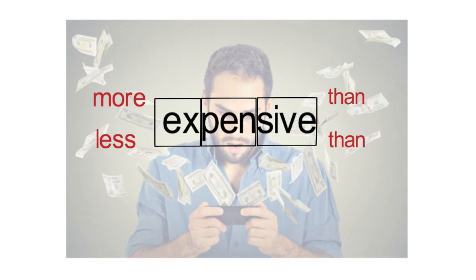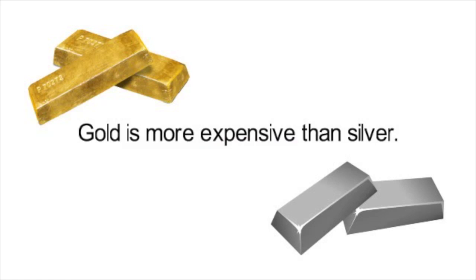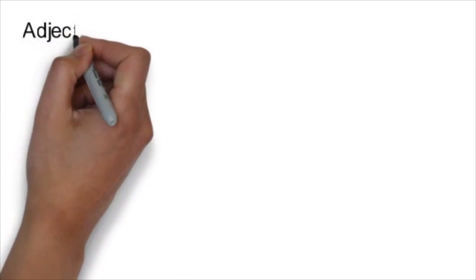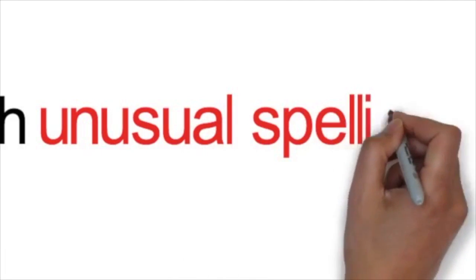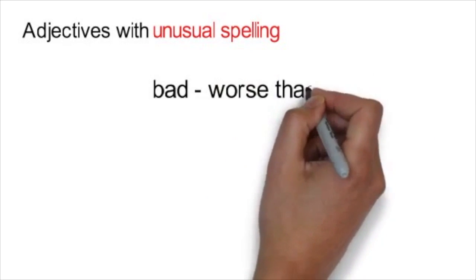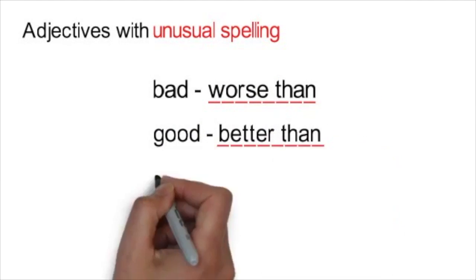Let's look at the following sentences comparing 2 things, gold and silver. Gold is more expensive than silver. Silver is less expensive than gold. Some comparative adjectives have unusual spelling and do not follow a rule. For example, bad becomes worse than. Good becomes better than. Far becomes further than.